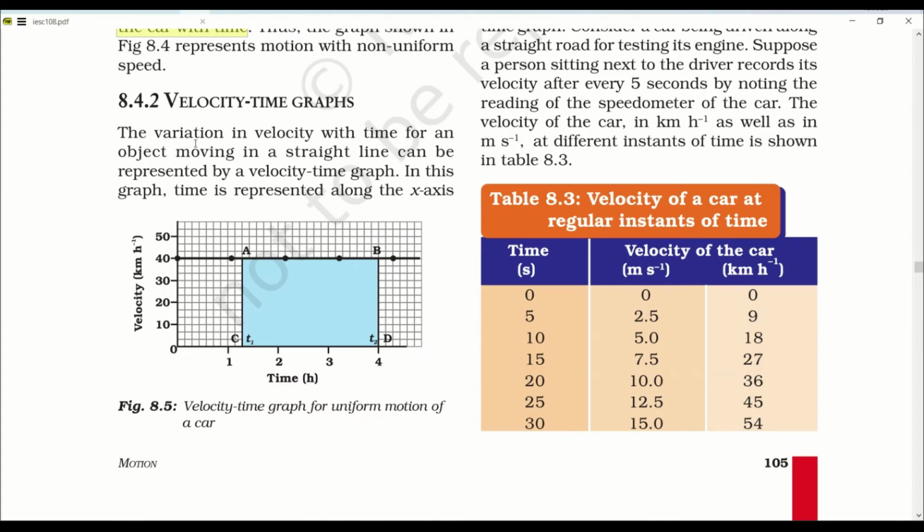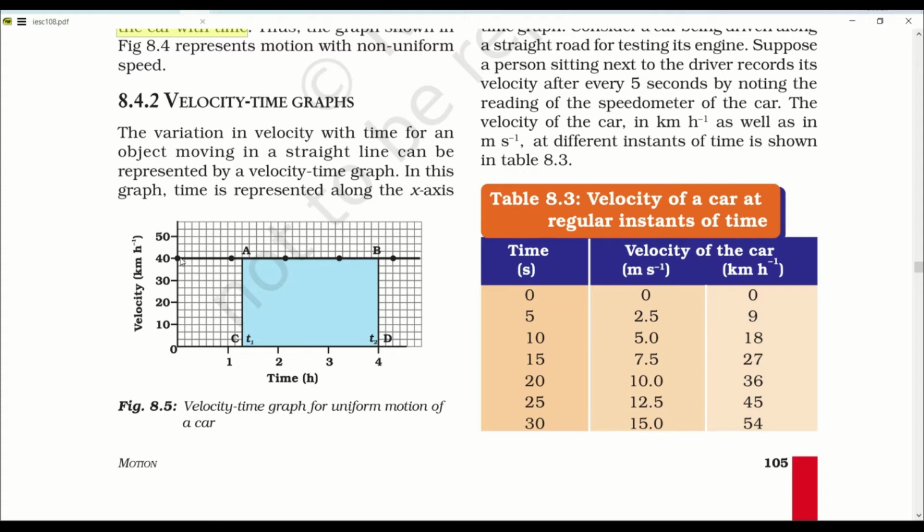Velocity time graph. The variation in velocity with time for an object moving in a straight line can be represented by a velocity time graph. So if you compare this graph, this is a velocity time graph. On the y-axis you will find velocity, that is speed with direction, and on the x-axis you will find the time covered by the object.